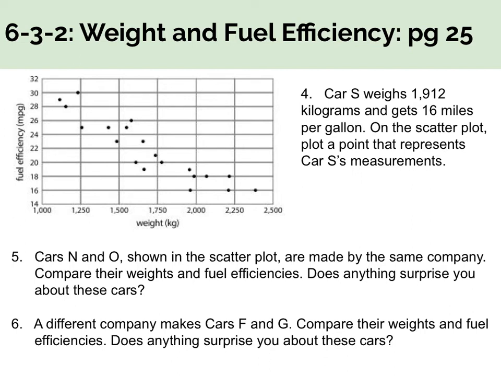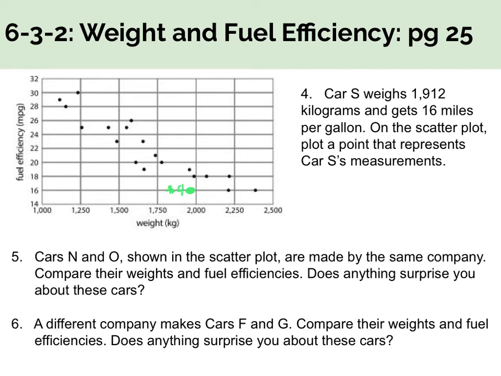All right, so we're looking for car S, and it weighs 1,912 kilograms and gets 16 miles per gallon. Let's plot that point. If we look at 1,912, it's probably going to be somewhere around here. And then we also need the 16. So let's put both of those together. What point do we get? That's this one. So this is actually number 4.